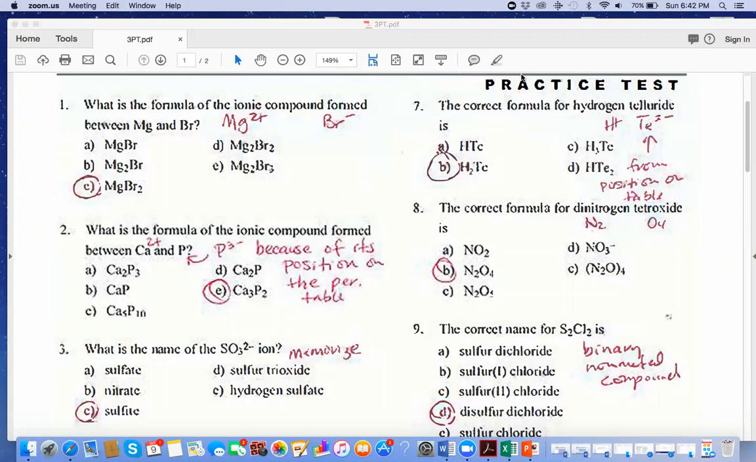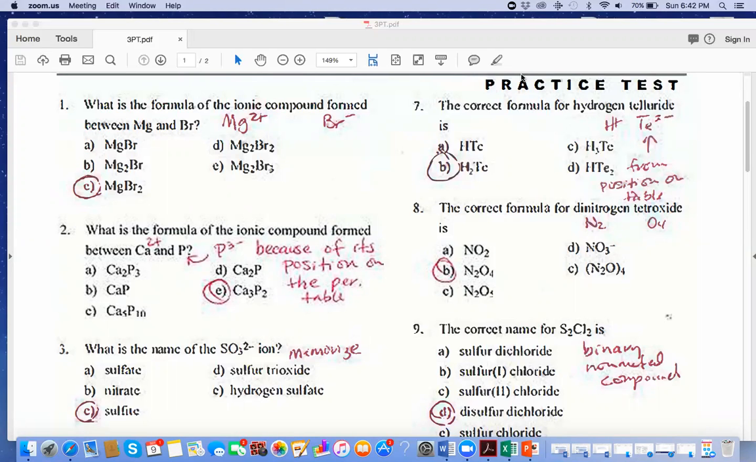Okay, so we're thinking here about molecules and their names and formulas. What is the formula of the ionic compound formed between magnesium and Br? Magnesium has a 2+ charge and bromide has a single minus charge, so it's going to have to be C, MgBr2. What is the formula of the ionic compound formed between Ca and phosphorus?